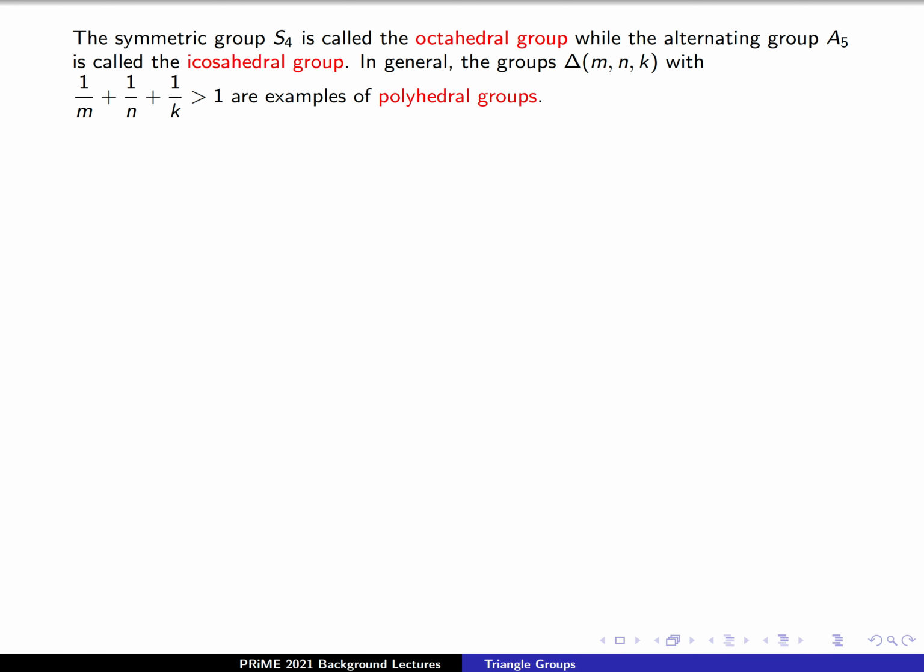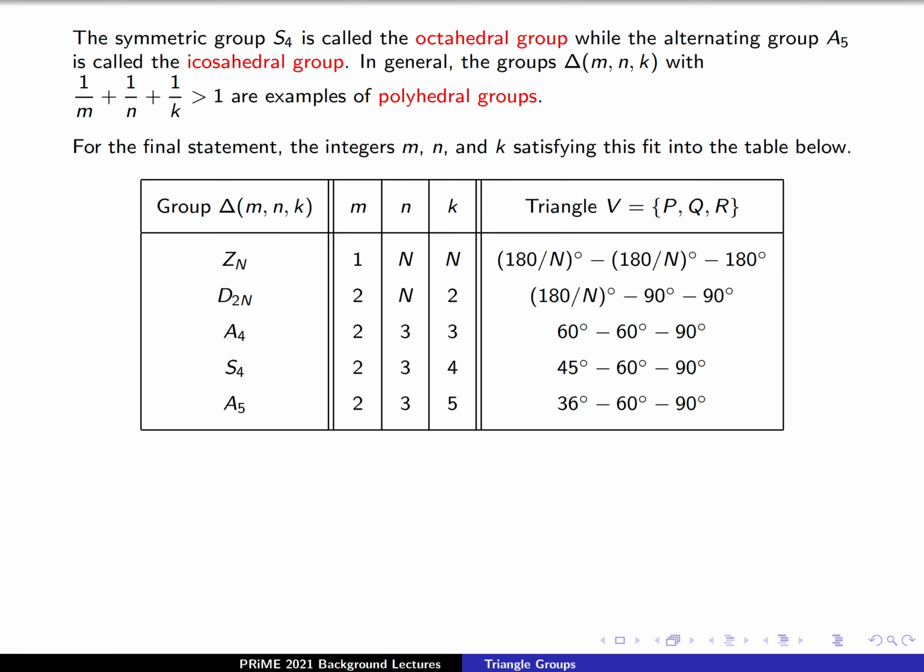Let's try to explain geometrically what's going on here. Recall that the symmetric group S4 is the octahedral group, whereas the alternating group A5 is called the icosahedral group. As we just said, in general, our groups Δ(m,n,k), where the sum of the reciprocals is greater than 1, are examples of polyhedral groups. These are the groups that we get by either the rigid rotations of the regular n-gon or the rigid rotations of a Platonic solid. Here's a chart to keep in mind what's actually happening.